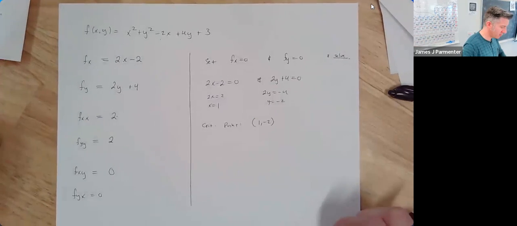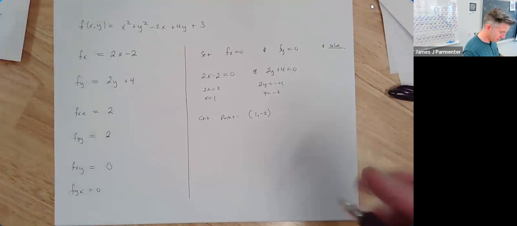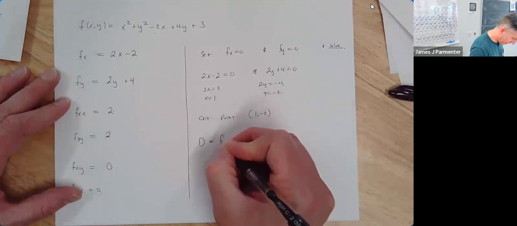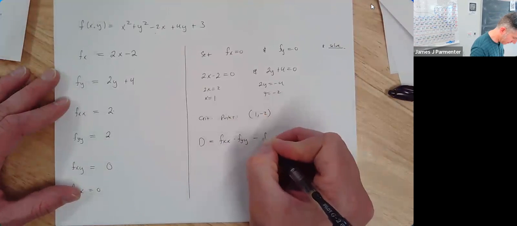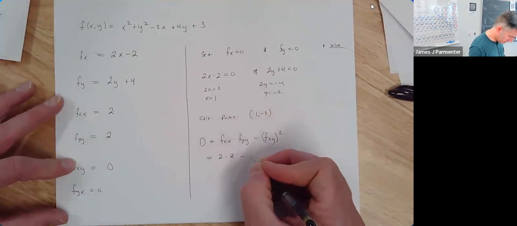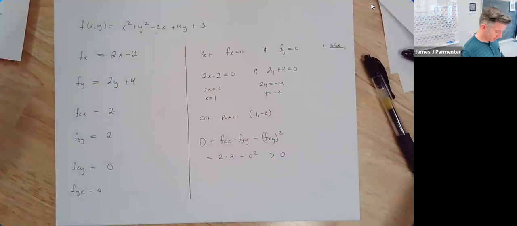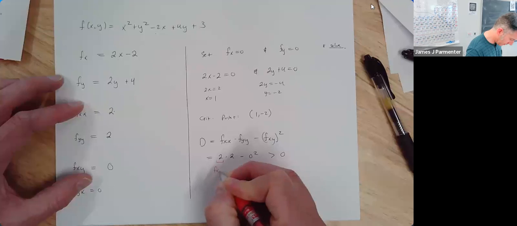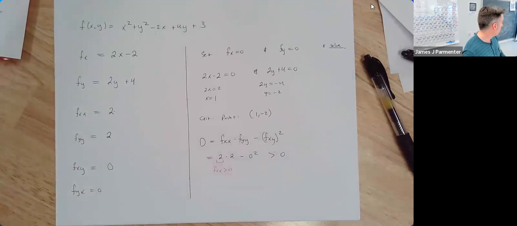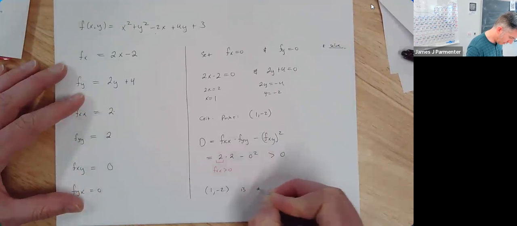And here's what's less exciting about this one versus the previous one. We're going to find our capital D, but we're not going to have anywhere to plug in our point. So capital D being fxx times fyy minus fxy squared, in this case is 2 times 2 minus 0 squared. So capital D is definitely positive. And no matter what point we're plugging in, fxx is also positive. So whatever critical points we have in this, there's only one of them, they're definitely going to be relative minima. So the point 1, -2 is a relative minimum.